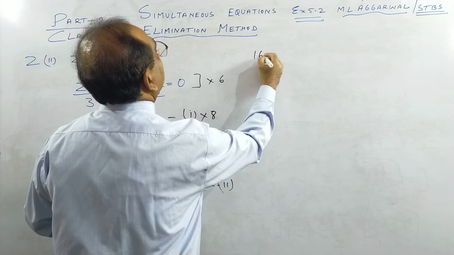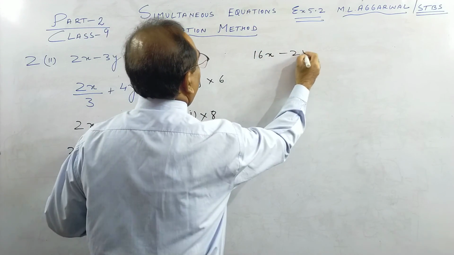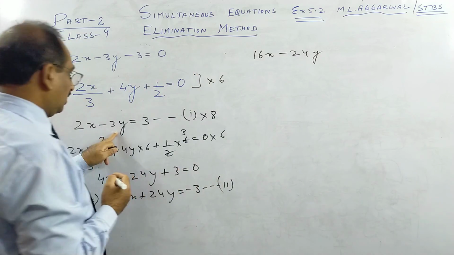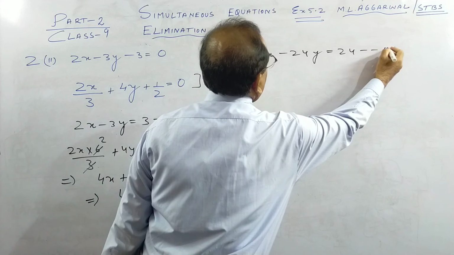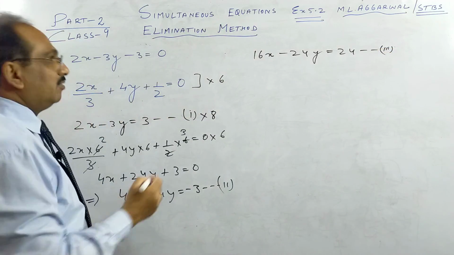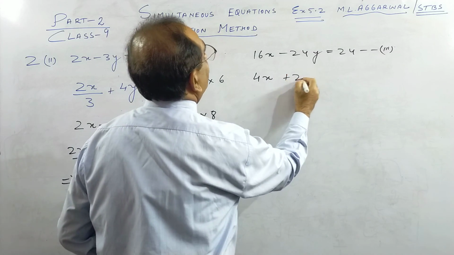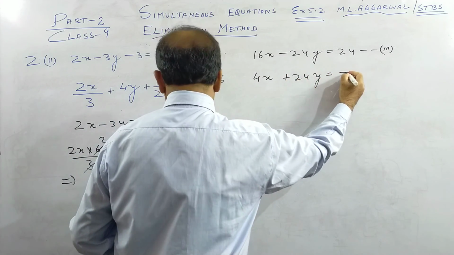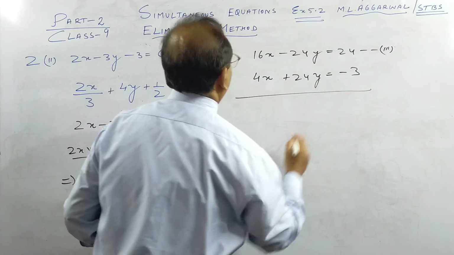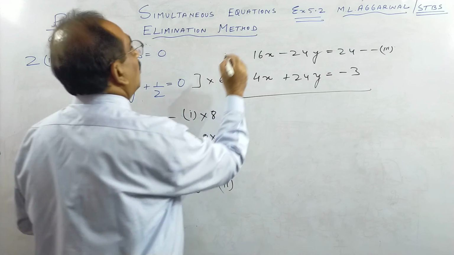So what do we get? 8 2s are 16, minus 8 3s are 24. 8 3s are 24. This is my equation 3. Then I will subtract equation, not subtract, see here, very important thing, children. Something very important I teach you over here. So what I have done, I have multiplied equation 1 by 8.